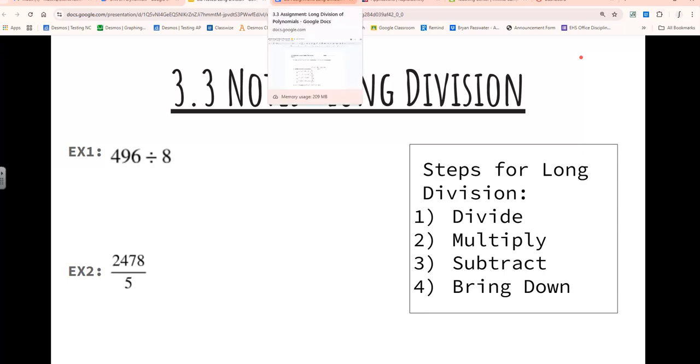Go through a couple problems. You have to be able to do long division with numbers to be able to do long division with polynomials. And yes, the calculator will do this for us. The calculator will not do long division of polynomials. We can use Desmos to help us answer some questions, but it's not going to do it for us.